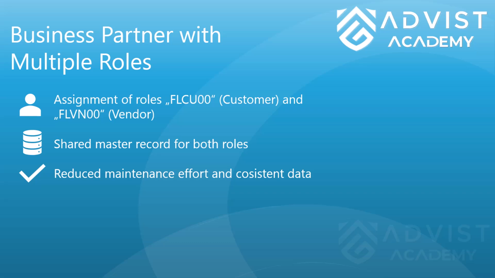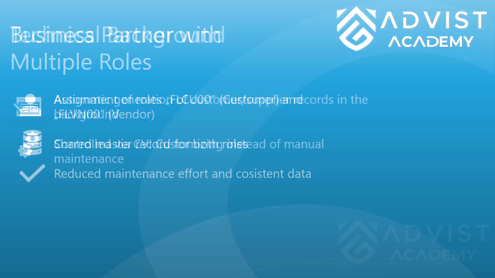During creation, the business partner is directly assigned both the role FLCU00, customer, and FLVN00, vendor. This allows all customer and vendor-specific information to be maintained within a single master record. Depending on the selected role, the system automatically displays the relevant views, enabling financial and logistical data to be centrally entered and maintained. This integrated approach reduces maintenance effort and ensures a consistent database.